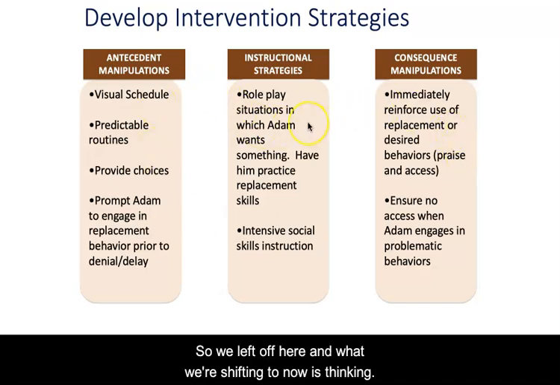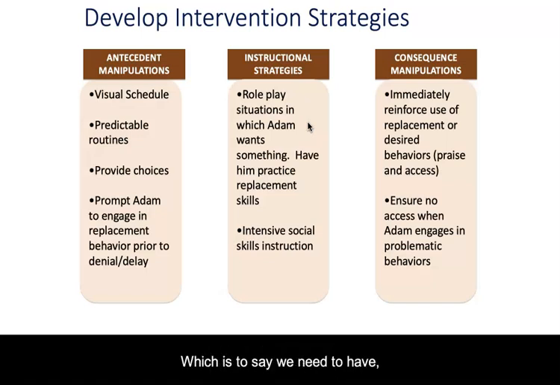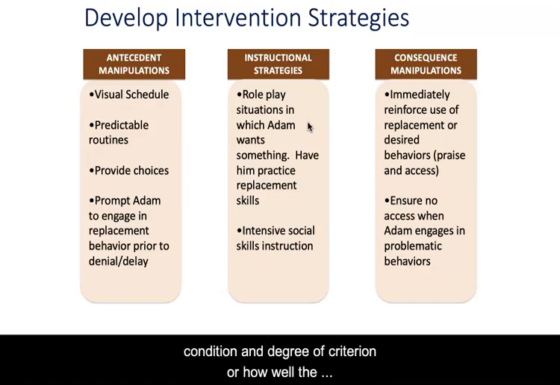So we left off here, and what we're shifting to now is thinking, so we select some of the things that we're going to do for our programming, and we start to develop our goals for the student based on what we're also learning about the components that need to be present for an IEP when we're writing goals, which is to say we need to have, because we like acronyms, ABCD, which is audience, behavior, condition, and degree of criterion, or how well the student's going to do something for the annual IEP goal. And then we'll have benchmarks or objectives breaking down what we think they should be doing in terms of progress along the way if they're making adequate progress toward their annual IEP goal in a specific skill area.